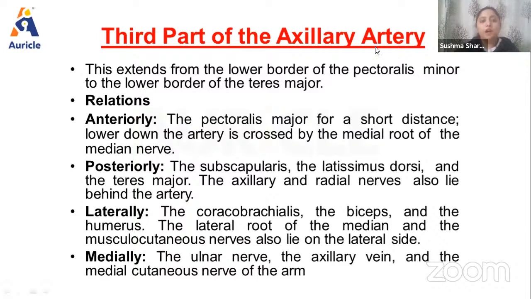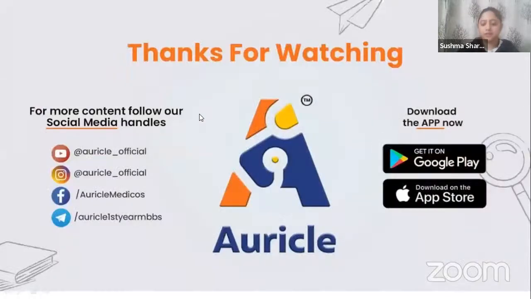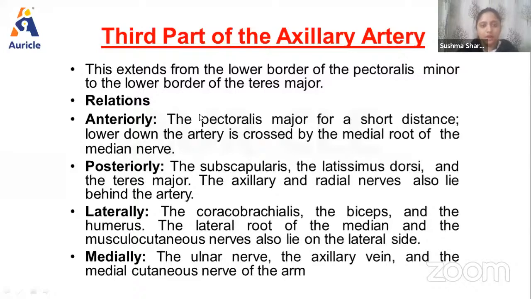The third part of the axillary artery extends from the lower border of the pectoralis minor to the lower border of the teres major. Relations: pectoralis major for a short distance, and lower down the artery is crossed by the medial root of the median nerve. Homework question number 3.